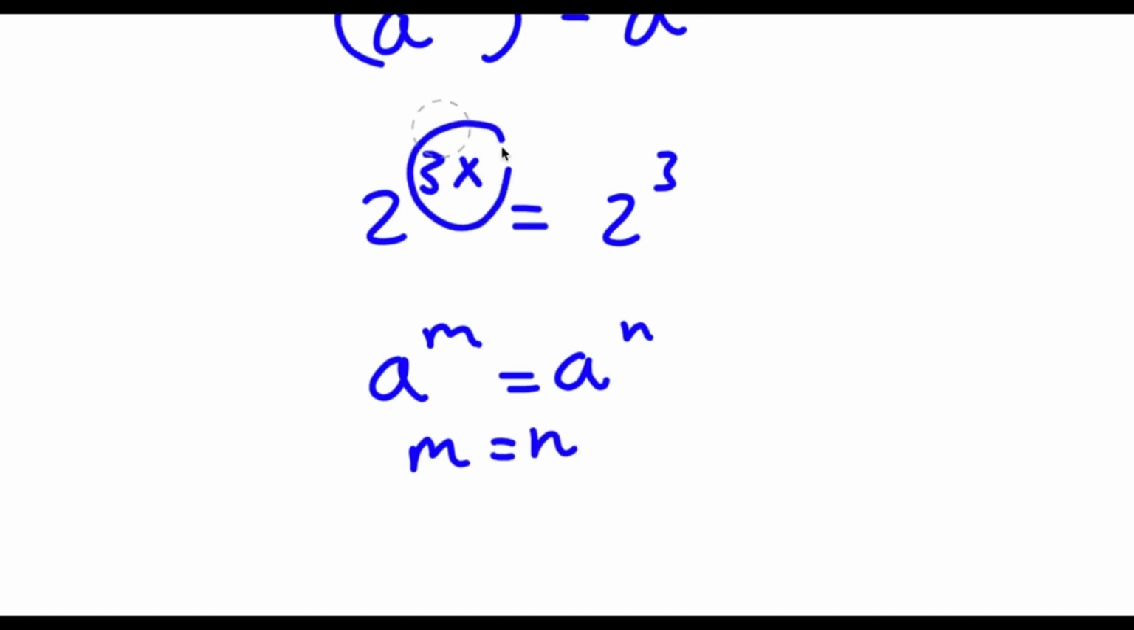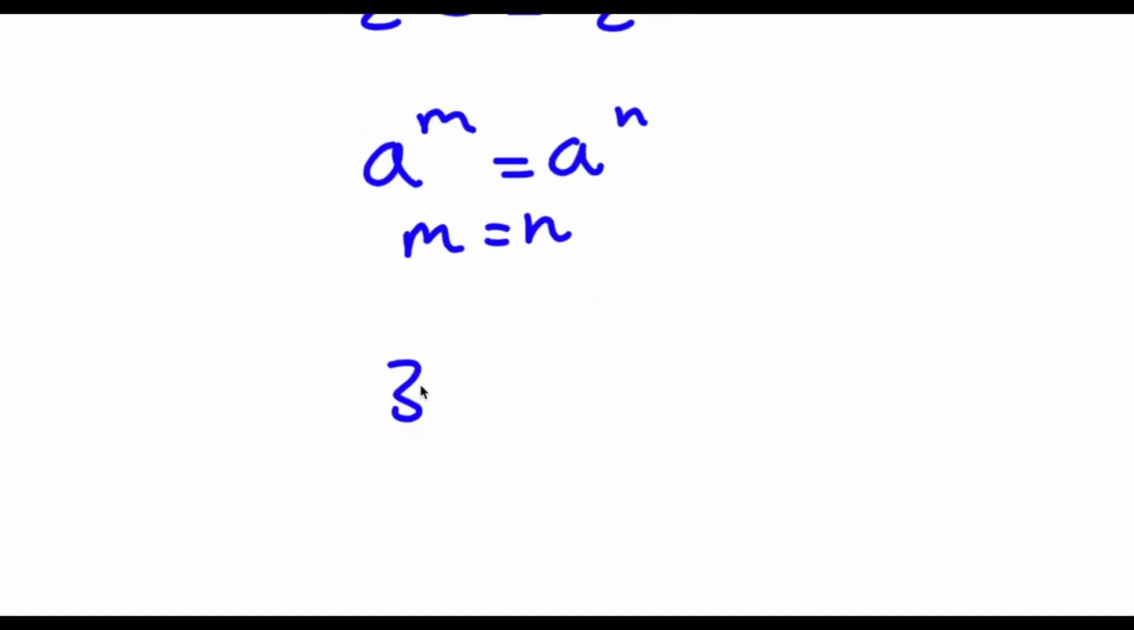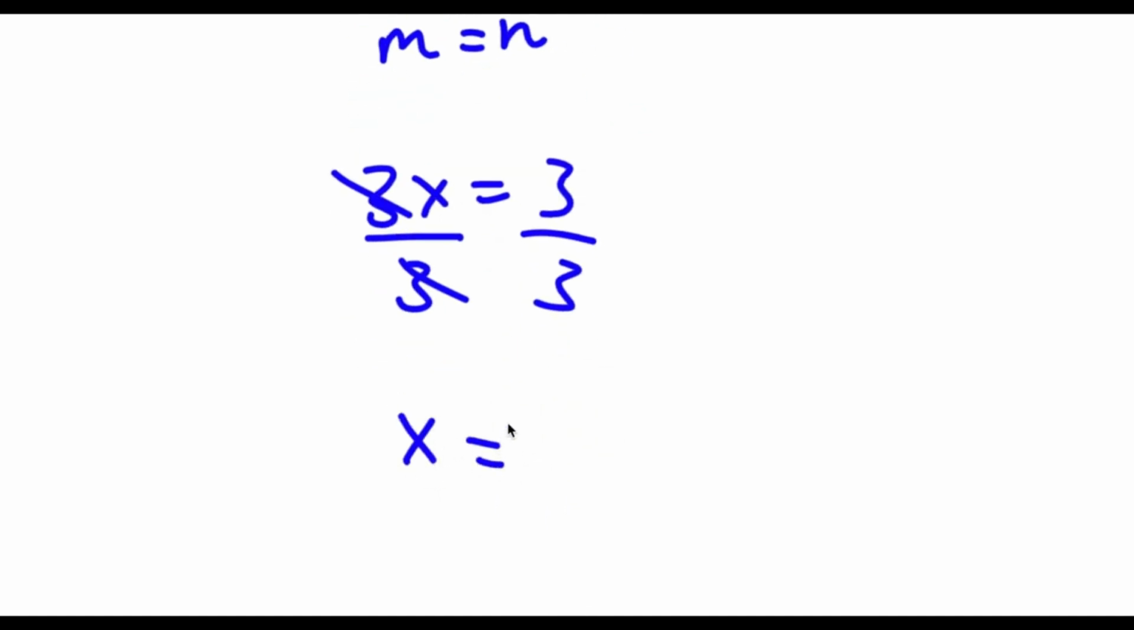So in this case, 3x is equal to 3. So I have 3x is equal to 3. So to solve this, I'm going to divide both sides by 3. These two cancel out. Now I'm left with x is equal to 3 divided by 3, which is 1. So this is my answer.